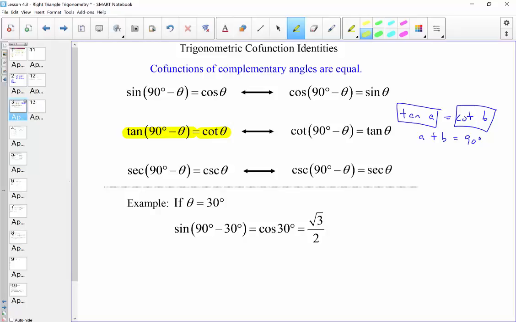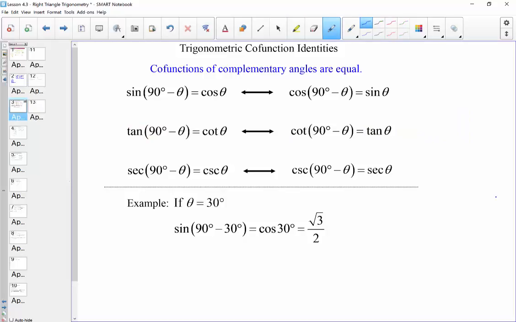Its inverse is also true. The cotangent of 90 degrees minus theta equals the tangent of theta. And finally, let's look at our last identity. If we evaluate the secant of angle A and the cosecant of angle B, and angle A plus angle B equal 90 degrees, then the secant of A equals the cosecant of B.